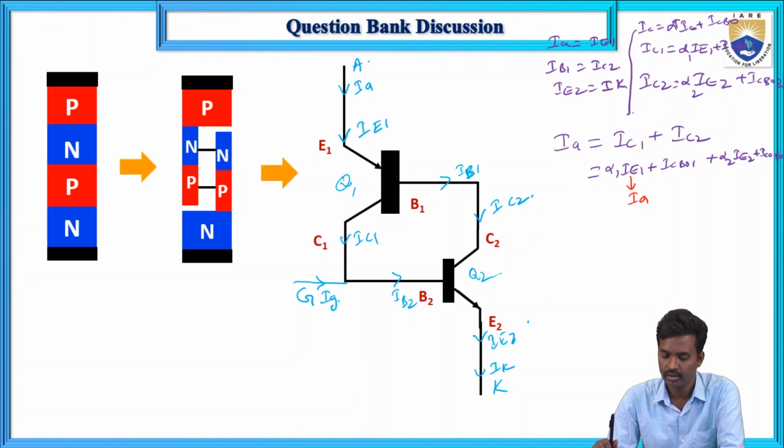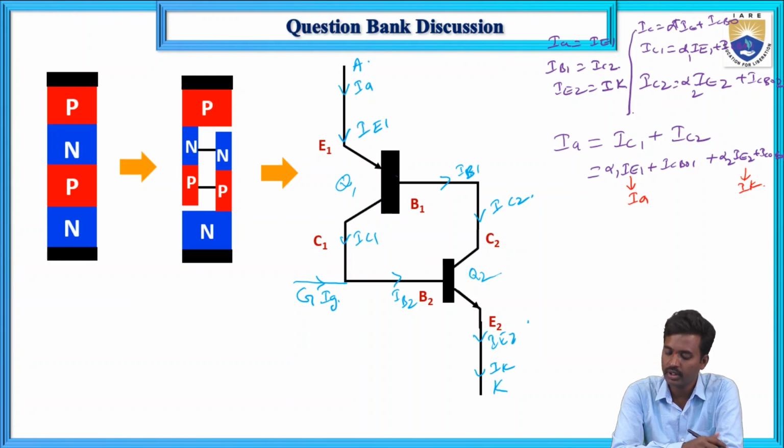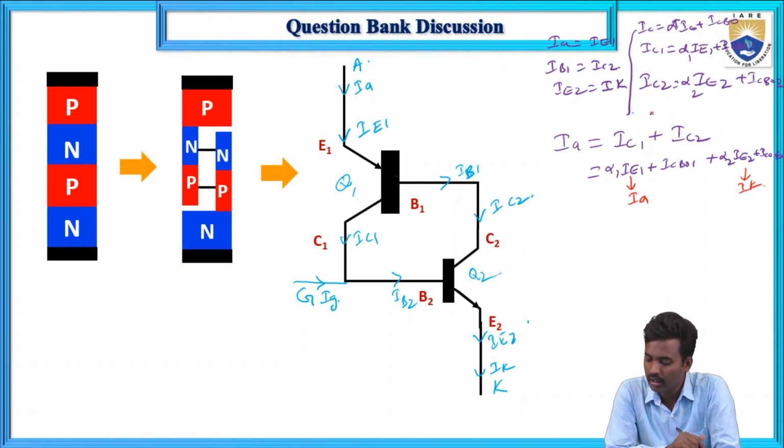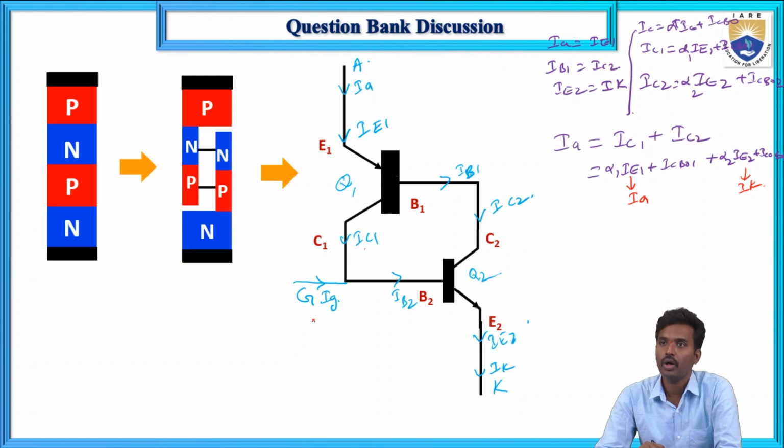IE1 means here IA, and IE2 means here IK. So now, IA equals, what is the formula? IC1 plus IC2. Here we have already discussed that alpha times IA equals IC1 plus ICBO, so IC1.